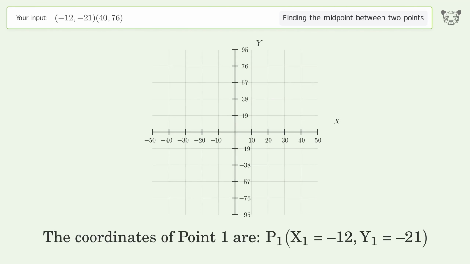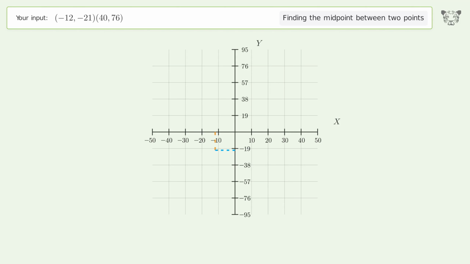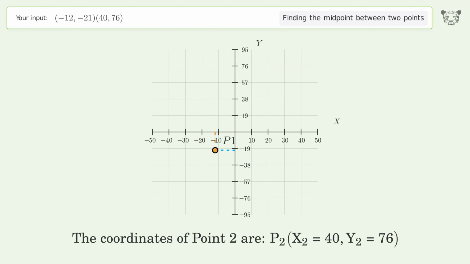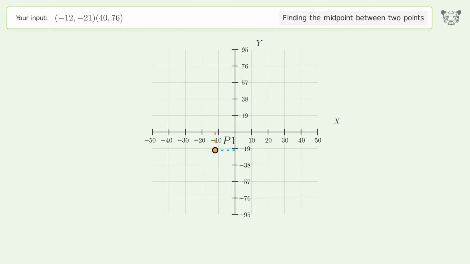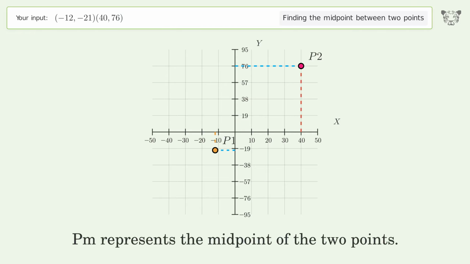The coordinates of point 1 are x1 equals -12, y1 equals -21. The coordinates of point 2 are x2 equals 40, y2 equals 76. PM represents the midpoint of the 2 points.